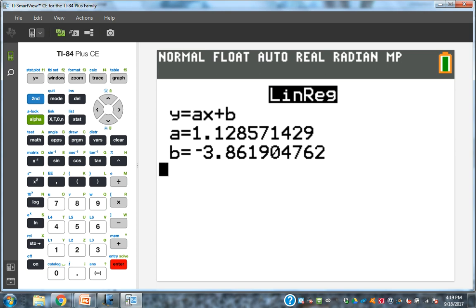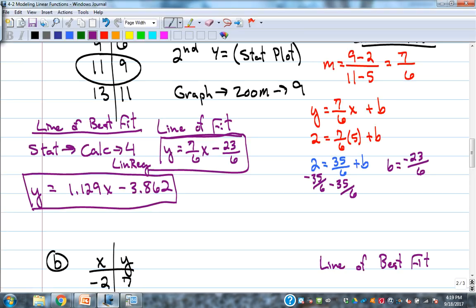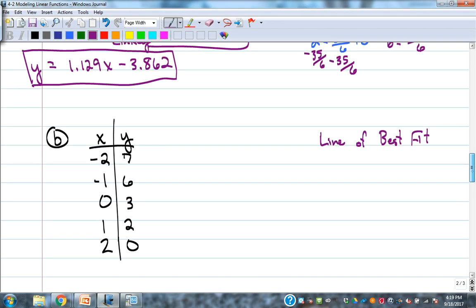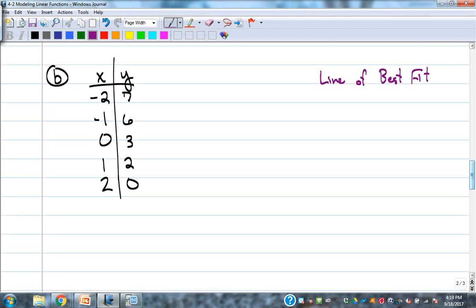All right. Did that get you? We're going to do another example, so you'll get another shot at practicing. And then we'll do some quadratic regression later today. All right. So we've got another set of ordered pairs here. Let's do 2 things. Let's find a line of fit by hand, and then we'll do a line of best fit.